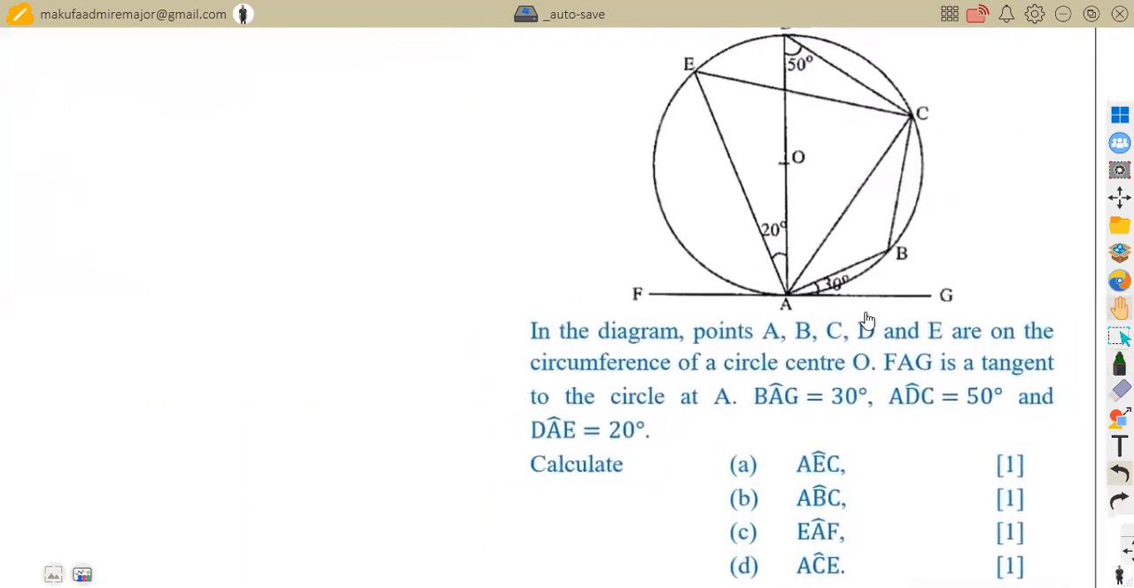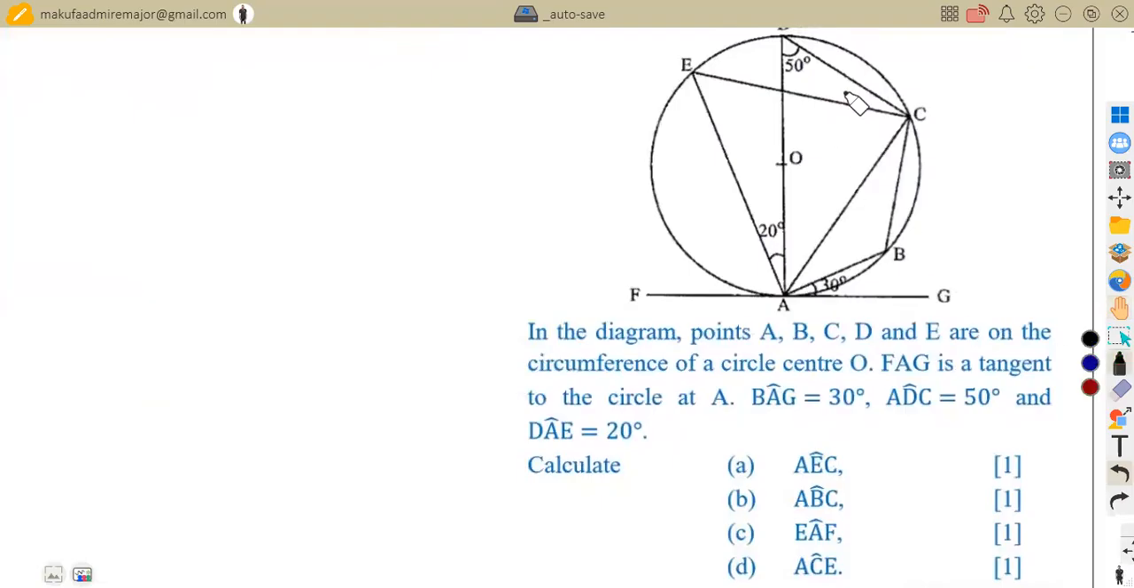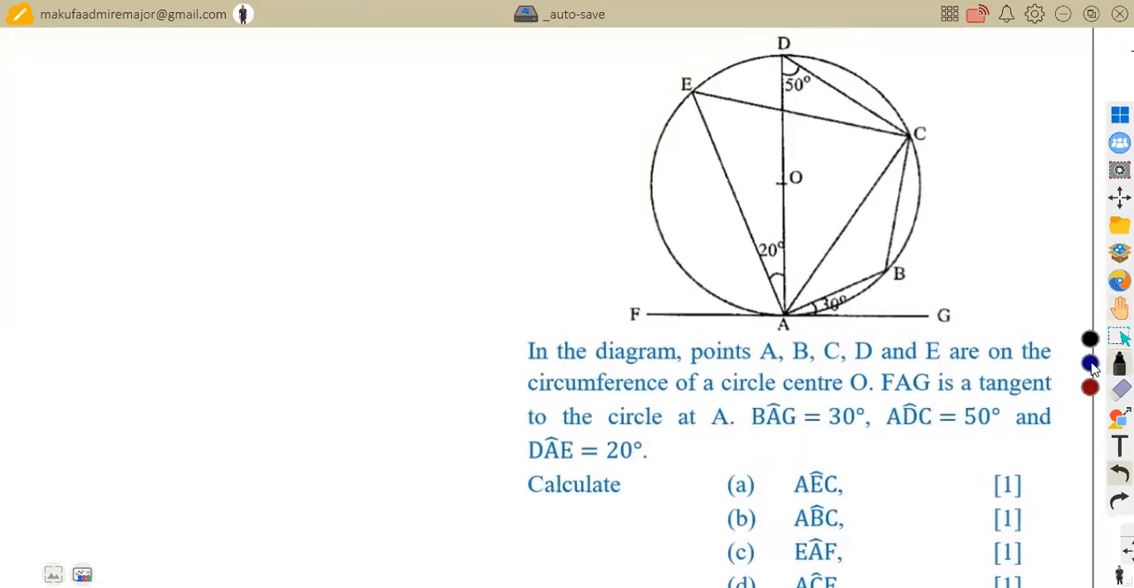Then on this part here, we are given, that's in the diagram, A, B, C, and D are on the circumference of a circle, center O, and we are given the tangents and so forth. All right, calculate AEC. AEC in this case, that is from A to E to C, which is this angle here. So if we check, we've got AC, which is our chord creating the angle at D, and also this angle is creating the angle at E. So meaning to say these angles will be equal from the same chord. So this angle is going to be 50 degrees.